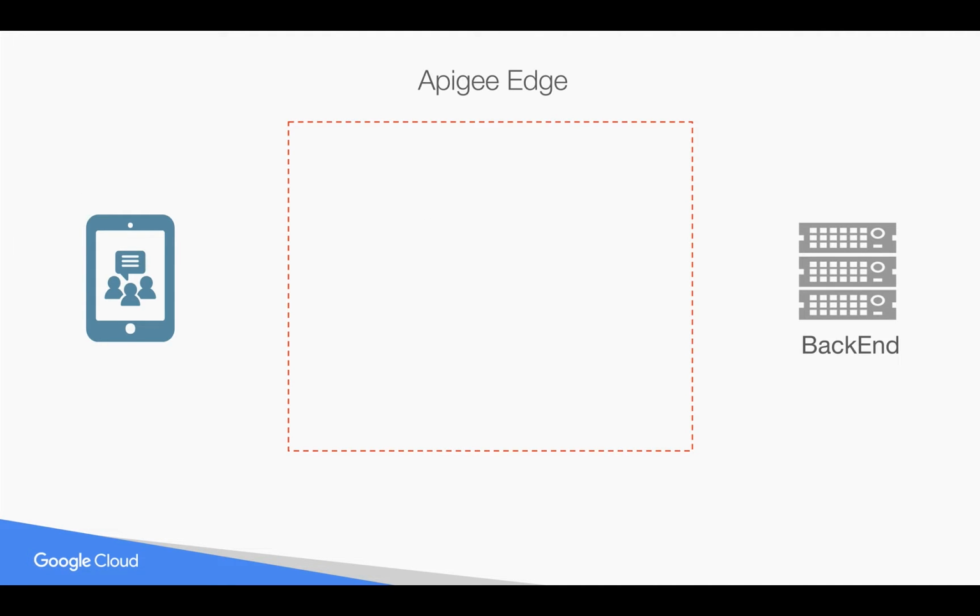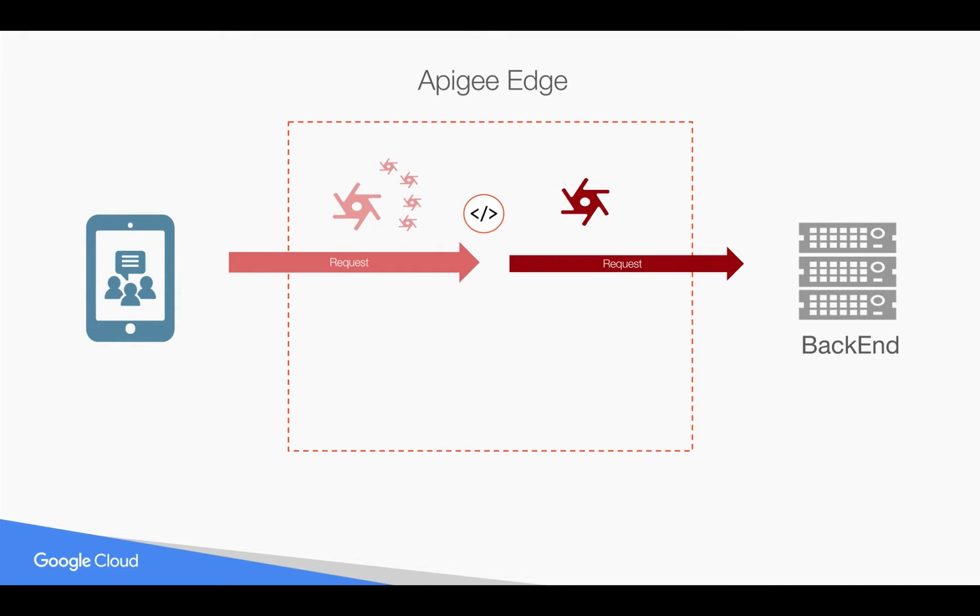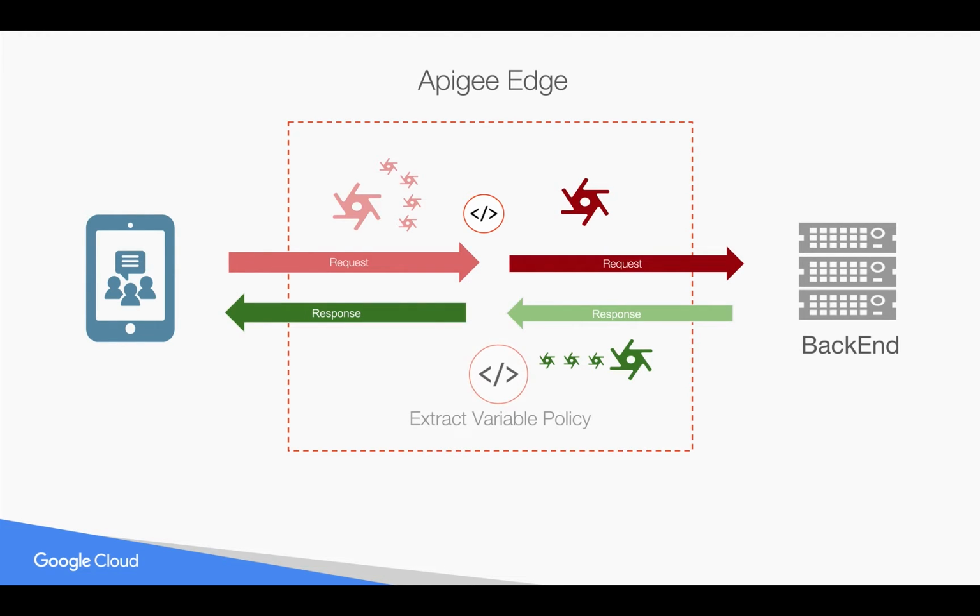Let's say there is a backend and a client is trying to send an API request. Let's assume that the request is XML and you want to extract the information present inside the XML. You can use this extracted information for various purposes, like doing validation or changing the API behavior before you send the request to the backend. Similarly, when the response comes back, if the response is an XML payload, you can extract information from it and then do validations or change the API behavior before you send the response back to the client. You can do that using the Extract Variables policy.